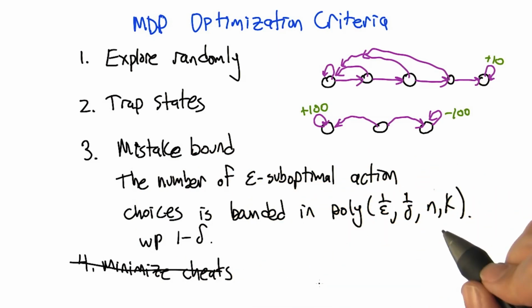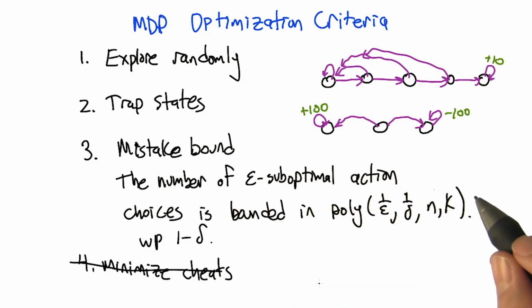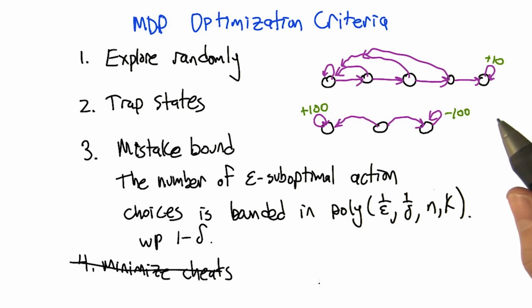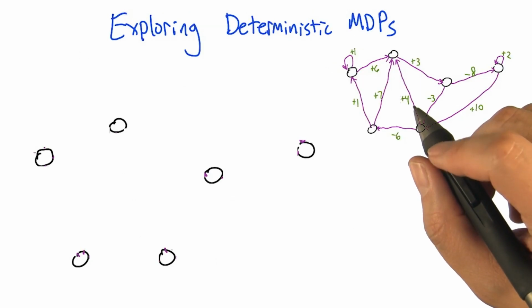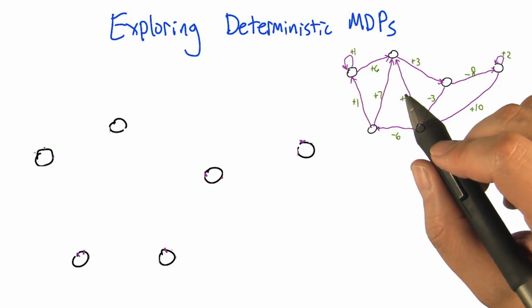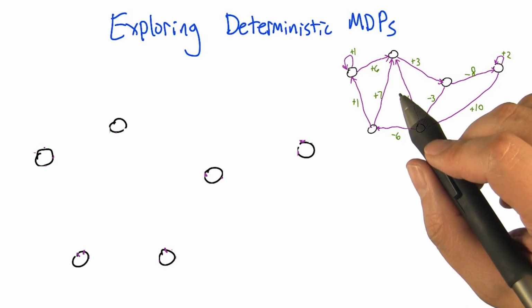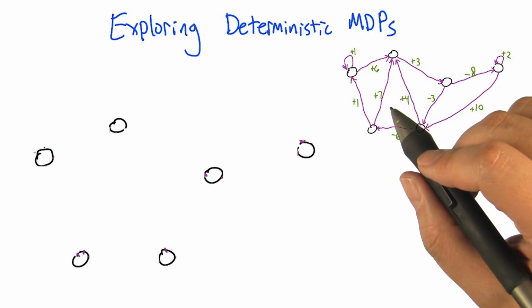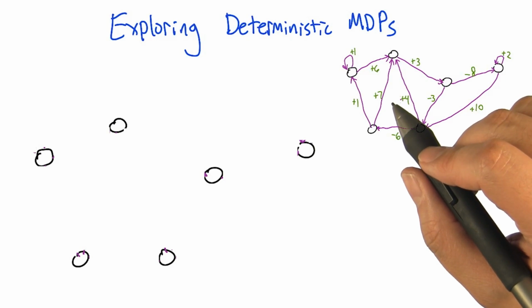Okay, I buy that. 3 and 4 are the same. Well, we can't cheat. You can't cheat in reinforcement learning. Oh, I beg to differ. Again, what we're trying to do now is explore a deterministic MDP and have low mistake bound. The number of actions that we take that are suboptimal by more than epsilon, we need to bound it in terms of things.